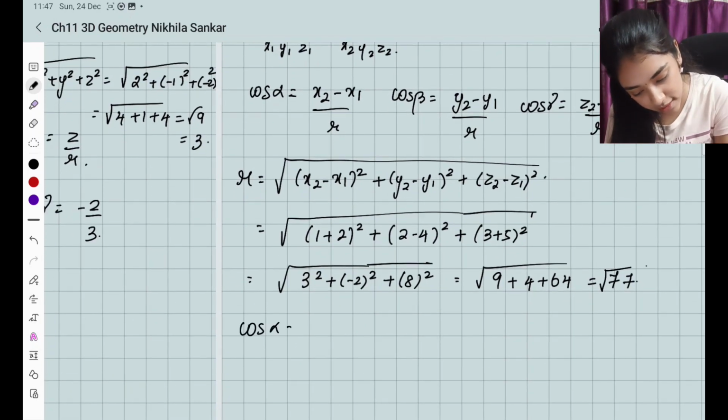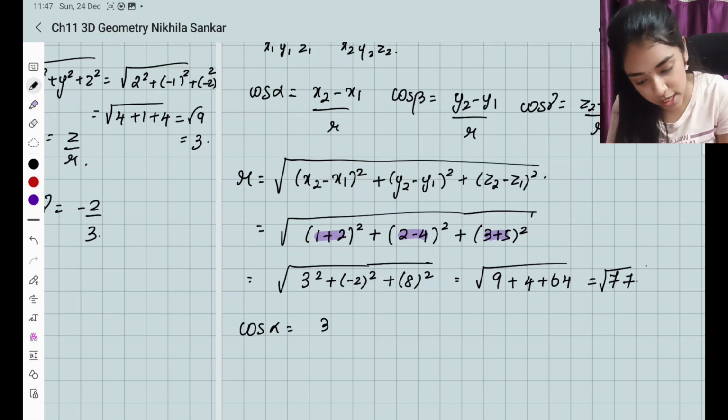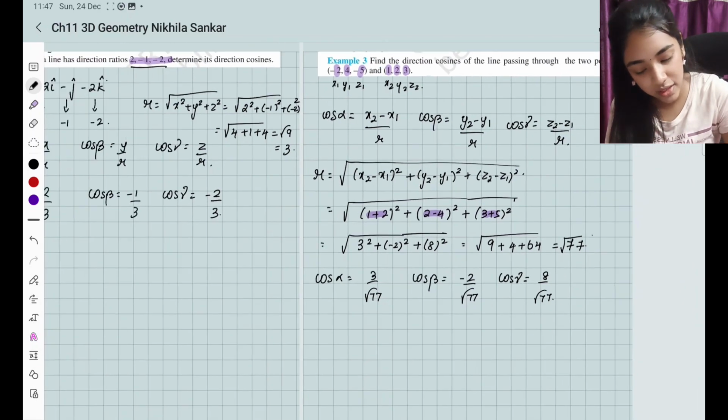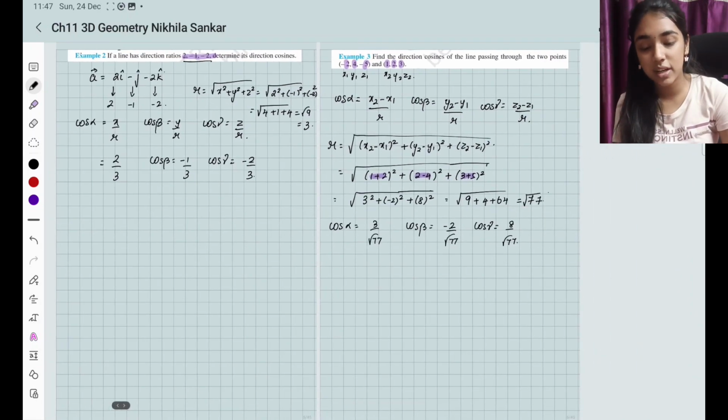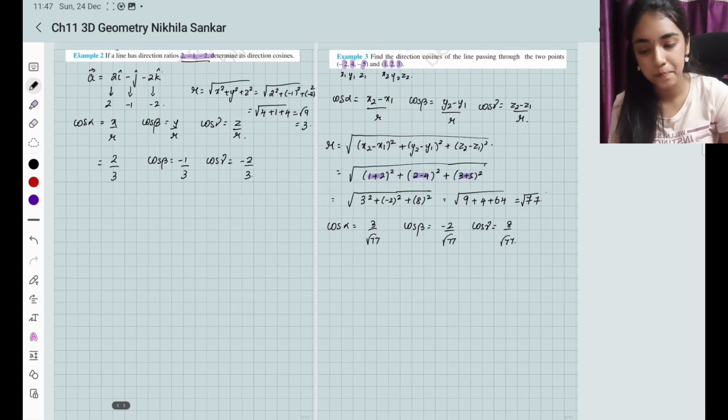இப்போ cos alpha என்ன? cos alpha is going to be x2 minus x1. இங்க தான போட்டோம். This is x2 minus x1, y2 minus y1 and z2 minus z1. இப்பதான் கண்டுபிடிச்சோம். So cos alpha is going to be 3 divided by root 77. Cos beta is going to be minus 2 divided by root 77. And cos gamma is going to be 8 divided by root 77. Okay. So இப்போ ரெண்டு பாயிண்ட்டுக்கு direction ratio கொடுத்திருக்காங்கன்னா you can find the direction cosines. Okay. Please copy.